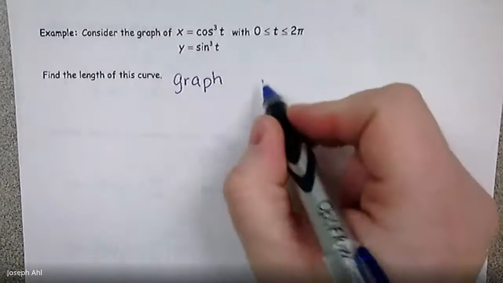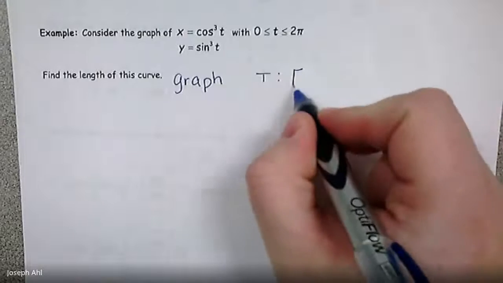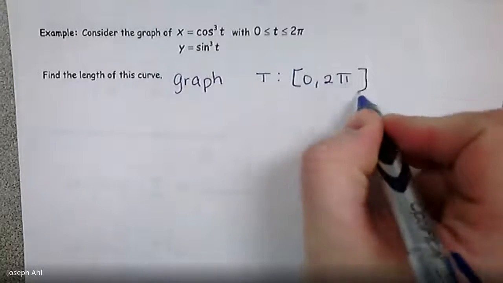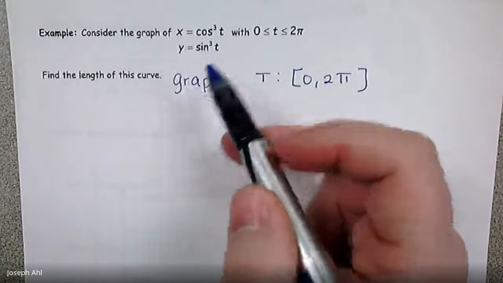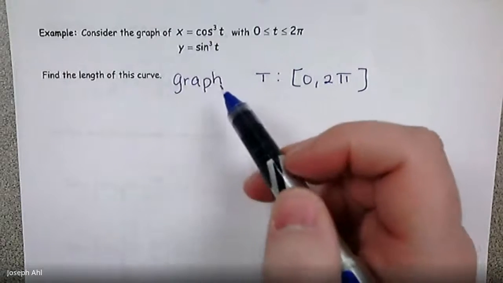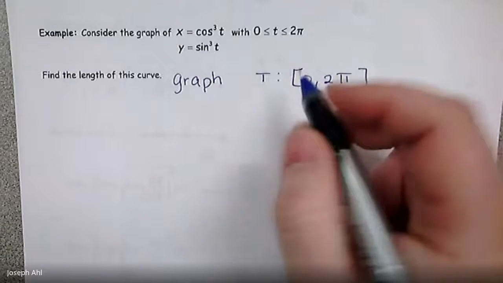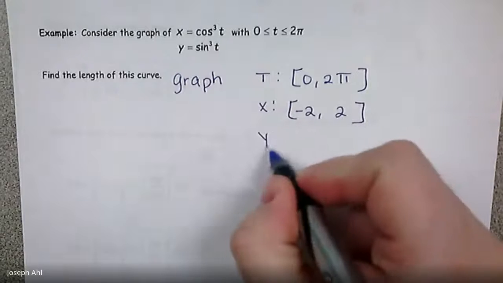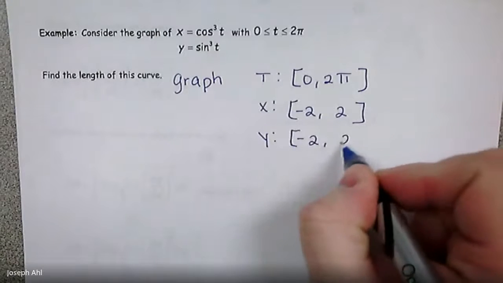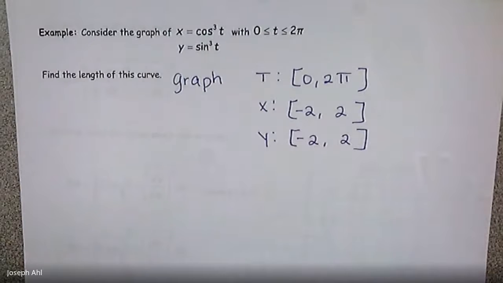So for my graph, I'm going to let my t values go from 0 to 2 pi according to the interval that we're given. And then we know that the possible outputs for x and y are only going to span -1 to 1 for cosine cubed and sine cubed. So it appears that if we extend that even just from -2 to 2, that's going to be an appropriate window for x and y to see the entire graph sketched over.